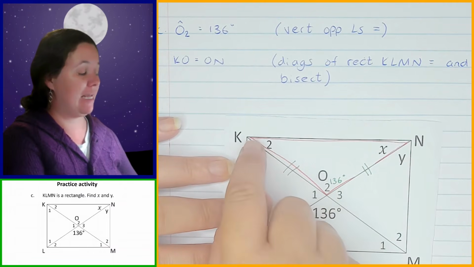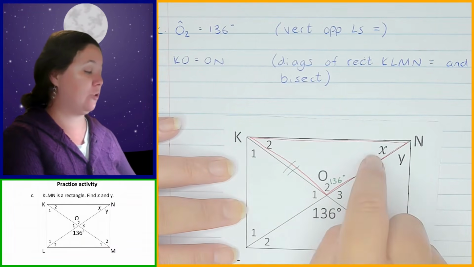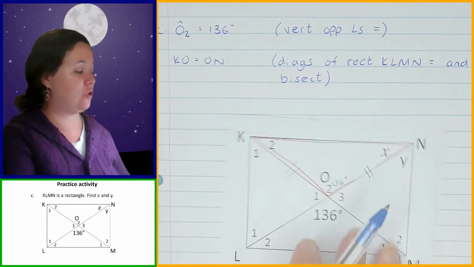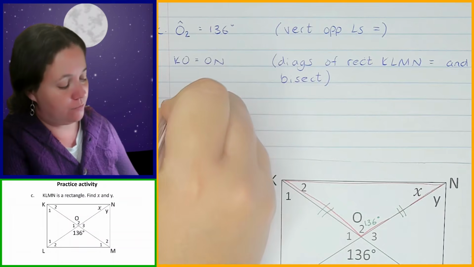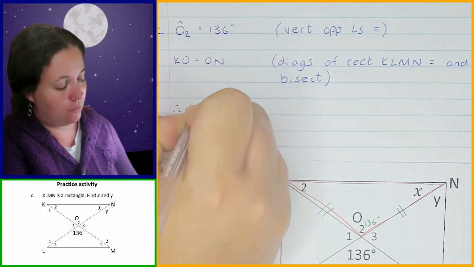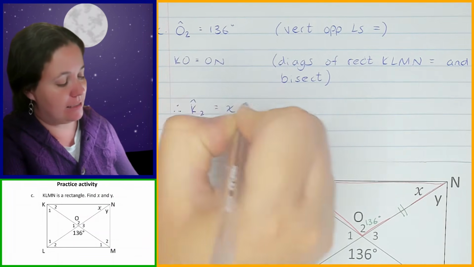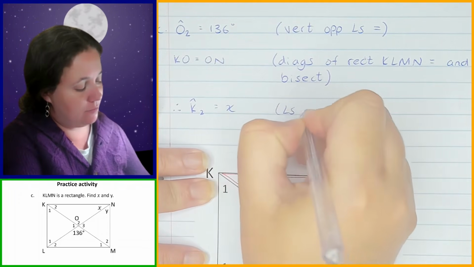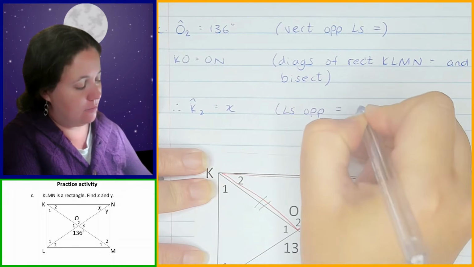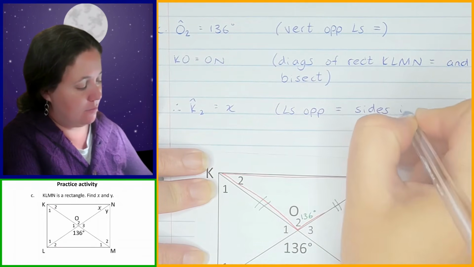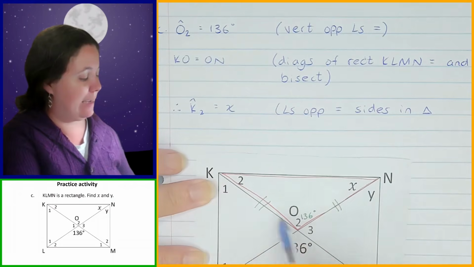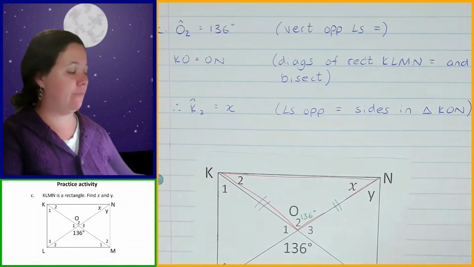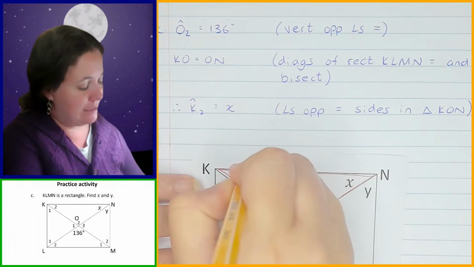Because I can say that angle K2 is also going to be equal to x because they are angles opposite equal sides in that triangle. So I can say angle K2 is equal to x because they are angles opposite equal sides in triangle KON. Okay, so now I can fill this in over here, that this is x.